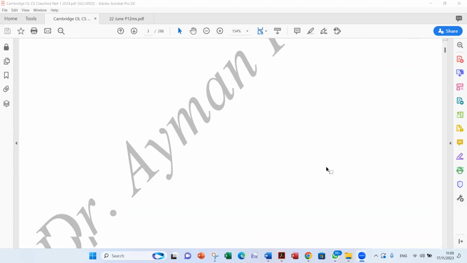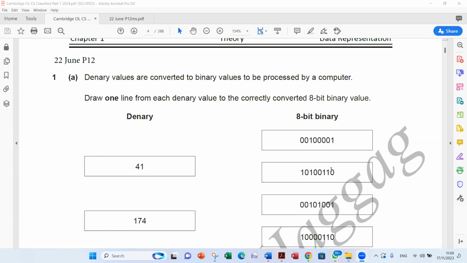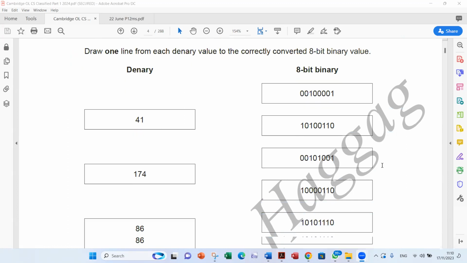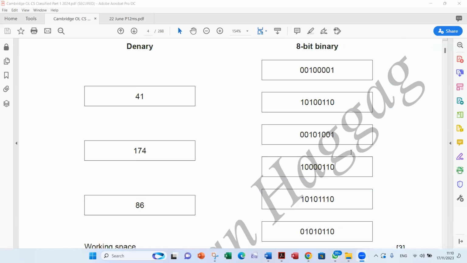Okay, let us go to next page. This question is taken from 22 June, paper 1-2. You know now how to get to the mark scheme. The question says, denary values are converted to binary values to be processed by a computer. Okay, draw one line from each denary value to the correctly converted 8-bit binary value. It's up to you to convert 41 into binary, convert 174 into binary, 86 into binary, and then match. Give yourself some time.